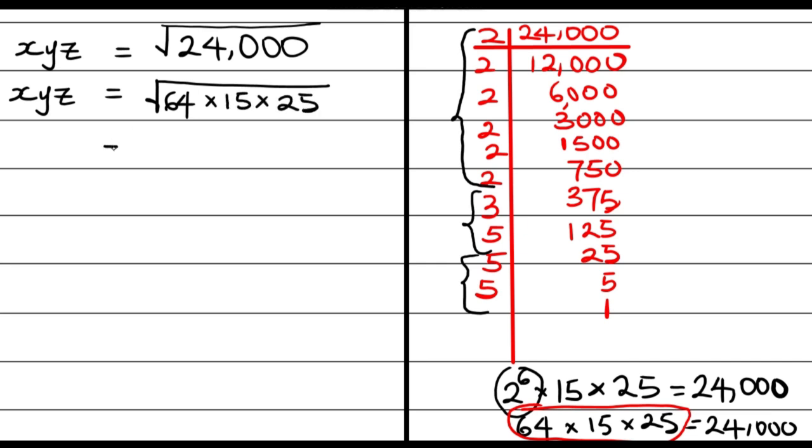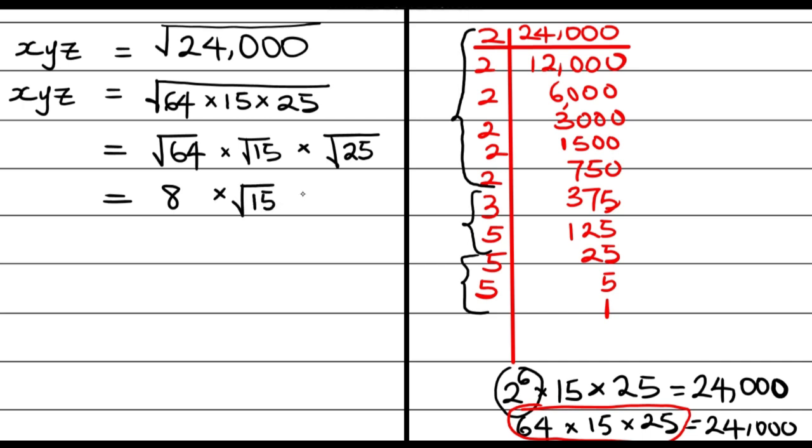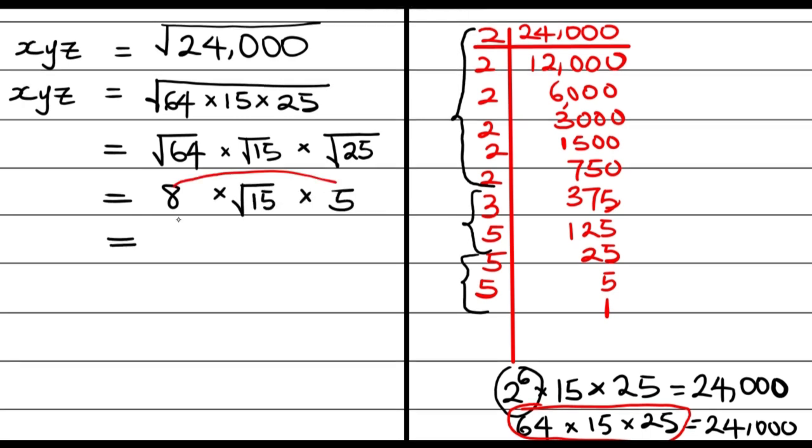And according to the rule, I'm going to break this down. That is, we have the square root of 64 separately, then the square root of 15 separately, then the square root of 25. Actually, this is 8 multiplied by the square root of 15, then multiplied by 5. At the end of the day, 8 multiplied by 5 is going to be 40, then root of 15 left. And this is xyz.